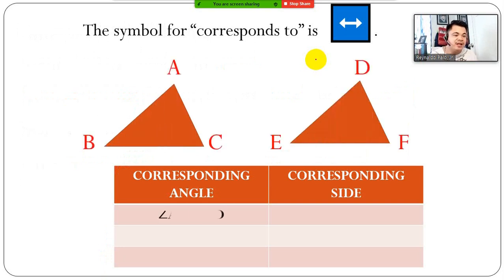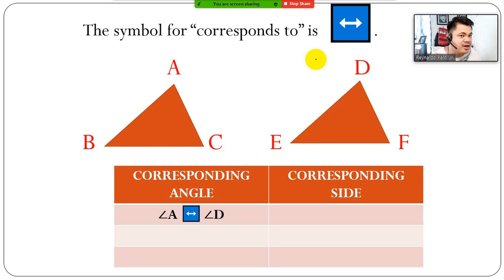Now we have triangle ABC and triangle DEF. So let's state the corresponding angles and the corresponding sides. Let's start first with the corresponding angles. When we say corresponding, they must have the same measurements, for us to call them corresponding angles or corresponding sides. So angle A corresponds to angle D. That's how you're going to read it.